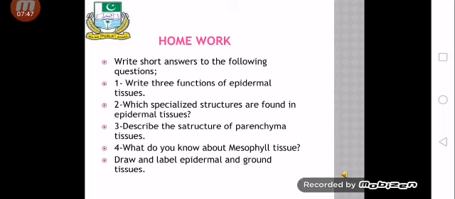Students, now it's time to do some homework. Here I have given you a few short questions. You will write their answers in your notebooks, and along with that you will draw labeled diagrams of epidermal tissues and ground tissues, as these diagrams are also present in your notebooks. You can see from there also, and you will learn the whole topic.